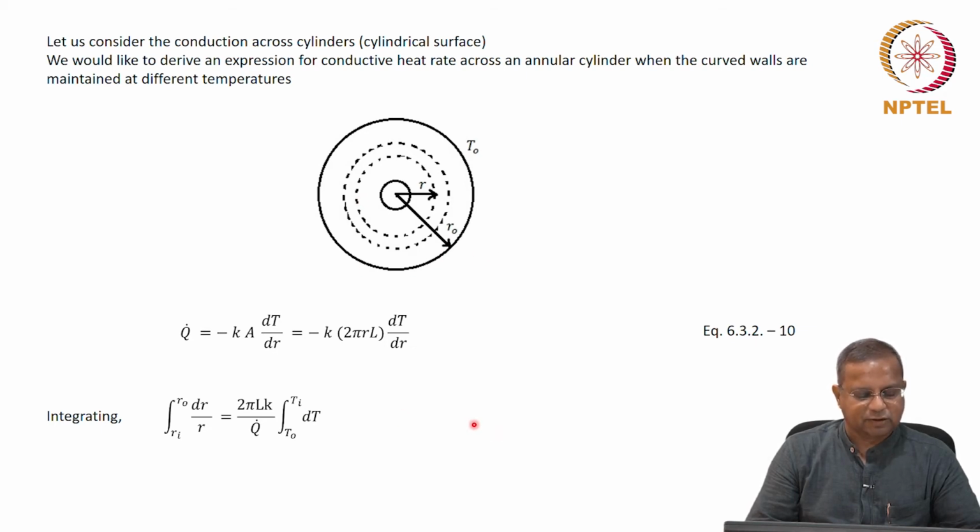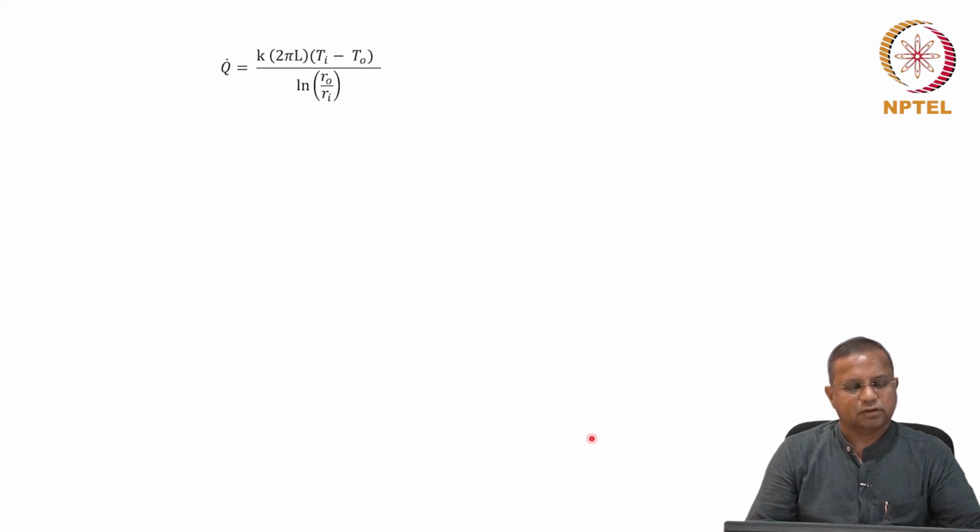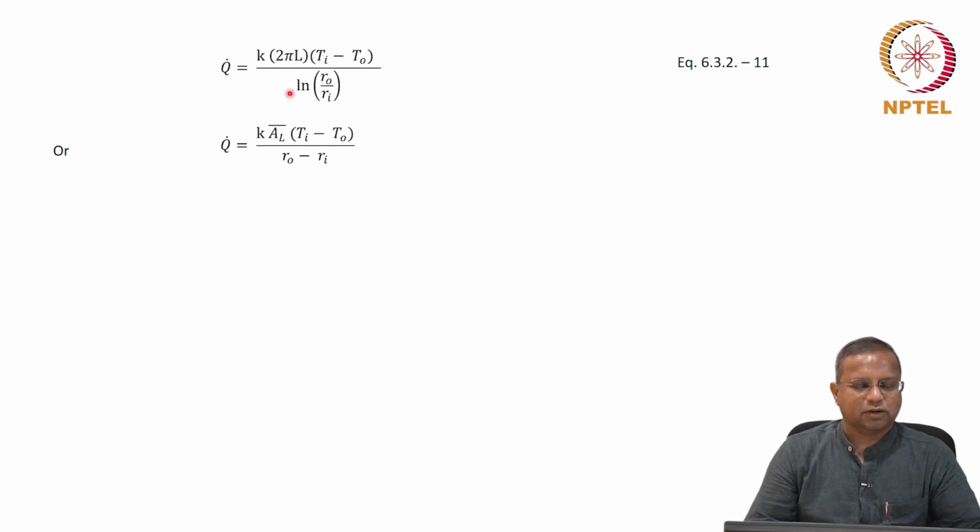The temperature there has a minus sign here, therefore, that gets taken care of. Q dot is k into 2 pi L (Ti minus T naught) divided by ln of Ro by Ri is what you get from that expression. This is equation 6.3.2-11, or you could combine some terms and call the combination A L hash, times (Ti minus T naught) divided by (Ro minus Ri).